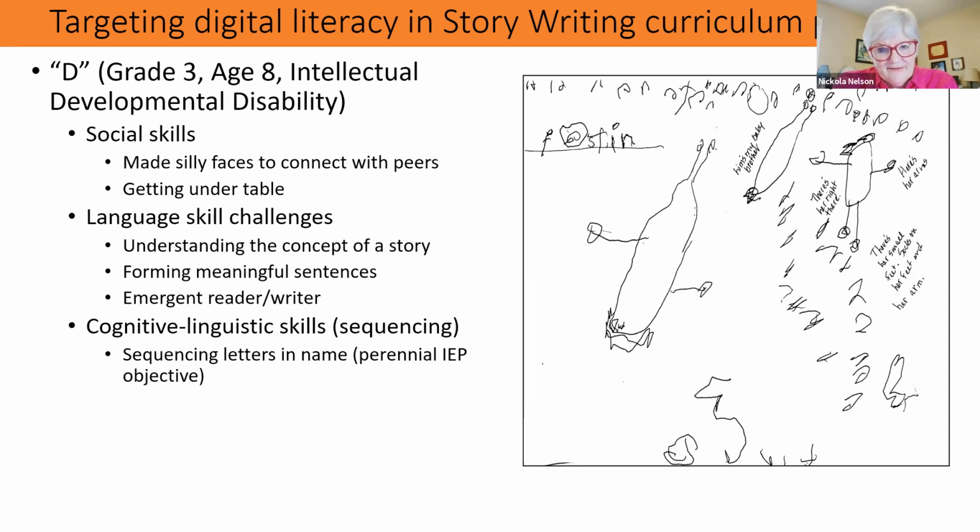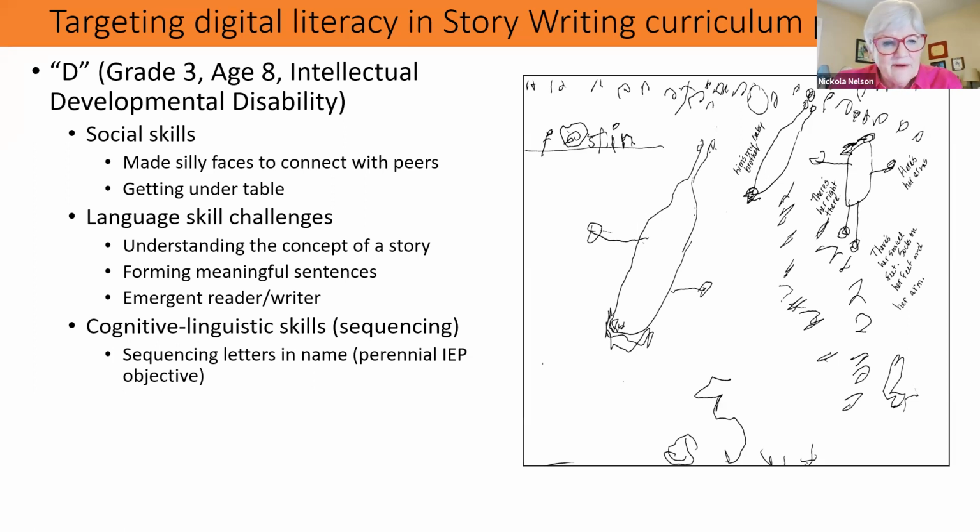His idea of making friends was getting under the table, making silly faces. He had difficulty understanding the concept of a story or forming meaningful sentences. He was an emergent reader, writer, very much at a beginning stage. I don't think he'd had the kind of structured instruction that he needed.